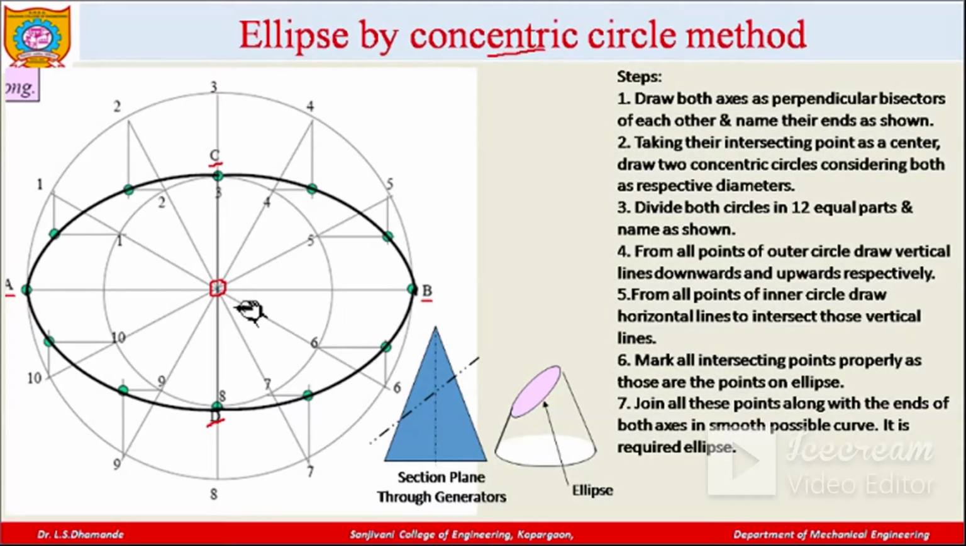So use this point as a center and draw the two concentric circles, considering both the major axis and minor axis as diameters. If I consider that AB is a diameter and this is the center, I will get this circle here, the outer circle. Similarly you have to draw the circle with the minor axis as a diameter. This one is drawn with the minor axis as a diameter, and this is drawn with the major axis as a diameter. These are the two circles you have to draw.